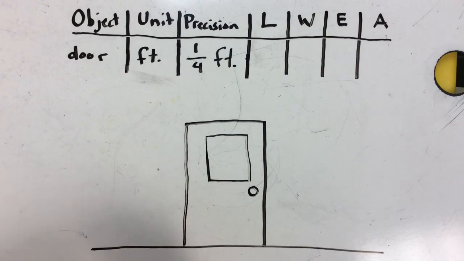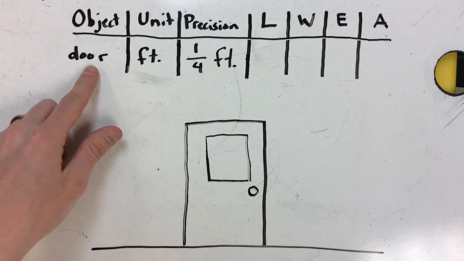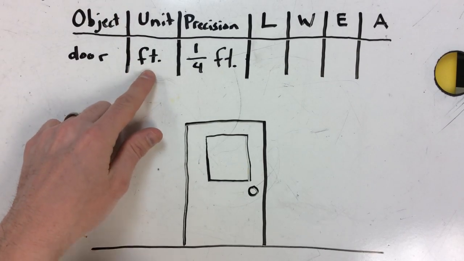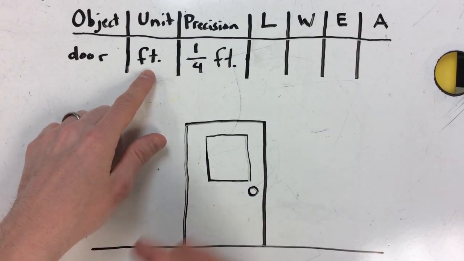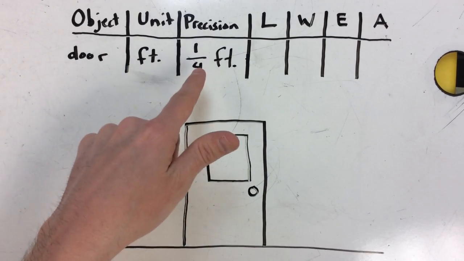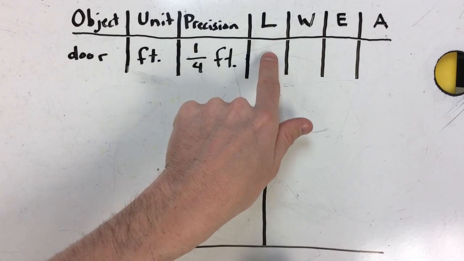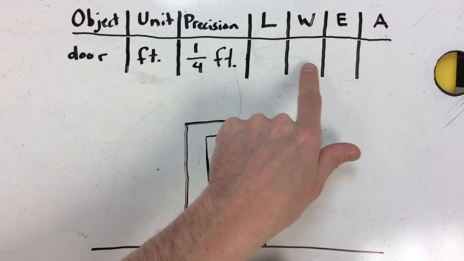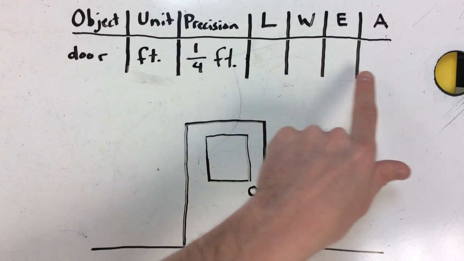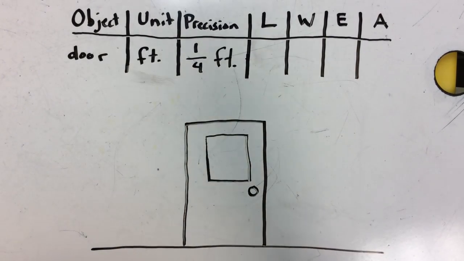It has 7 columns. The first one is titled Object. That one's going to tell us which object we're finding the area of. The next one is the units. What units are we working in? Feet, meters, centimeters? The next one's precision. How precise do we want our measurement to be? The next one is the length of the rectangular object, then the width, and the area is last. The E stands for expression, and that'll make more sense in a minute.